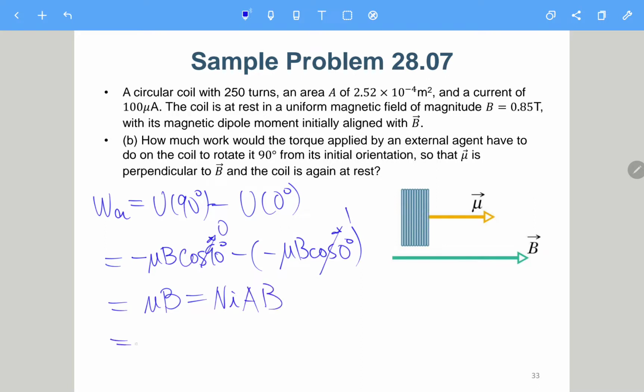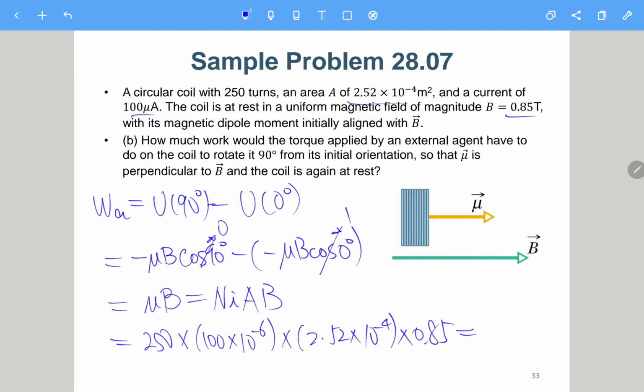Which is NIAB. N is 250 turns, and I is this one, 100 times 10 to the minus 6, and A is this one, 2.52 times 10 to the negative 4, and B is this one, 0.85. So this is 5.36 millijoules. Okay, so I think that's all for this chapter, and I'll see you this Thursday.